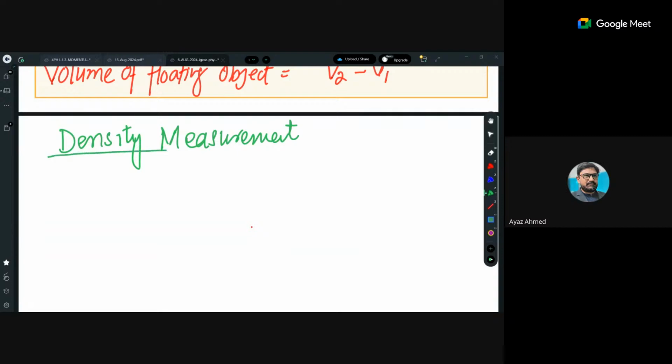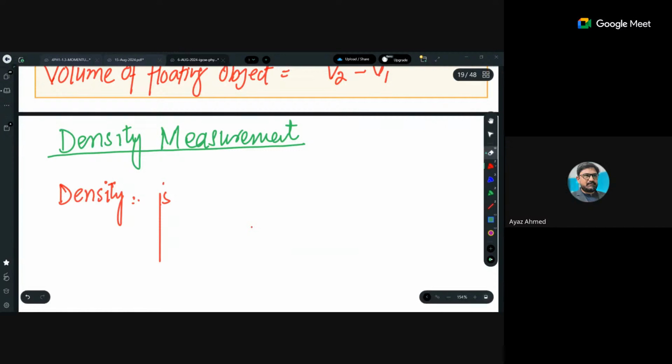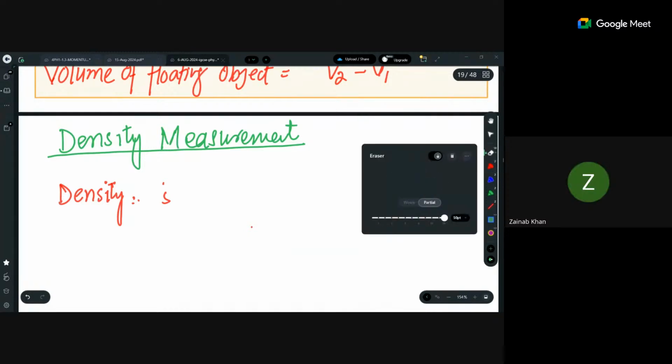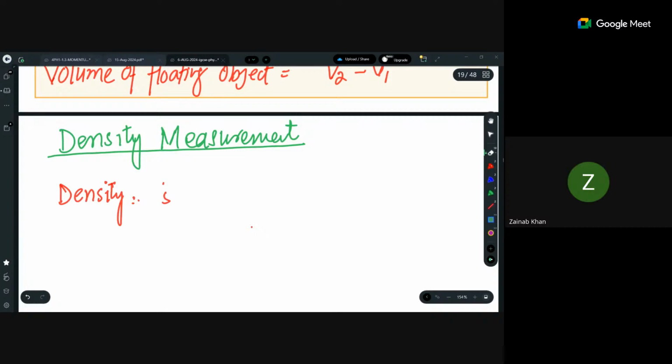So when we talk about density, first we have to define it, then we will go for its calculation, and then we will go for its measurements. Okay, क्या होता है density? Density is actually, yes, who will tell me what is density?